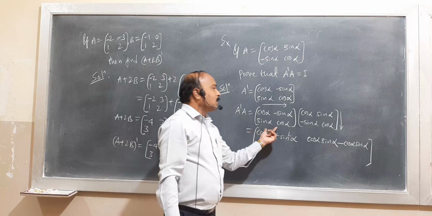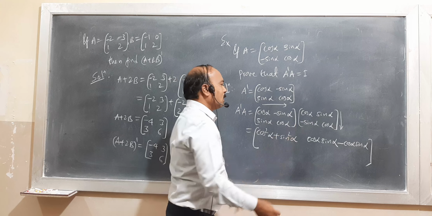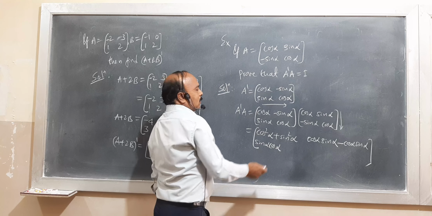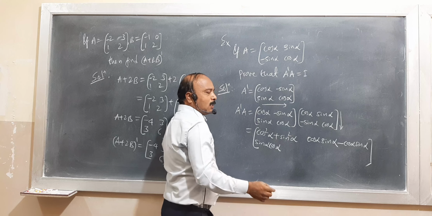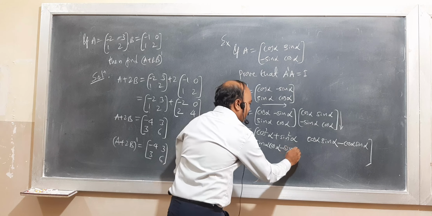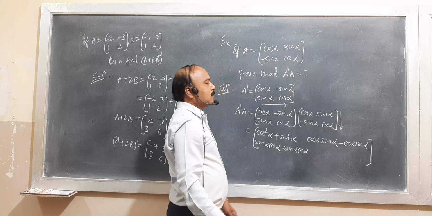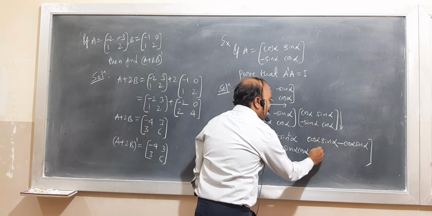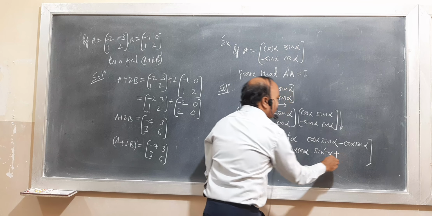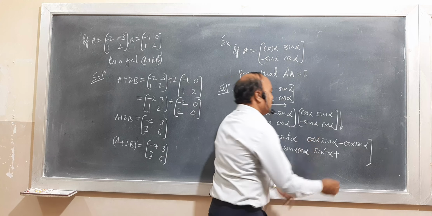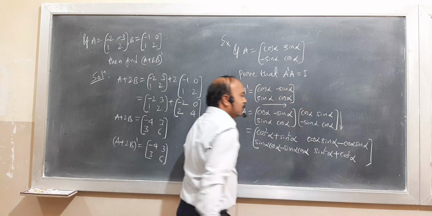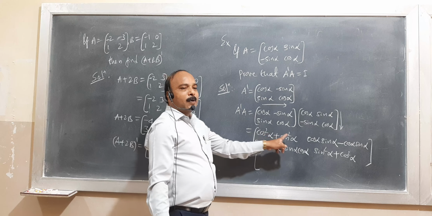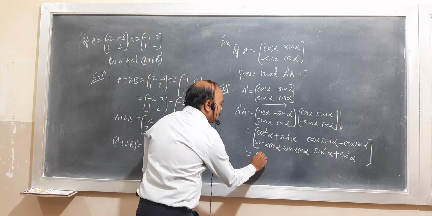Next, second row with first column, sin alpha into cos alpha, that is sin alpha cos alpha, plus cos alpha into minus sin alpha is minus sin alpha into cos alpha. Next we go for second row with second column, sin alpha into sin alpha is sin square alpha plus cos alpha into cos alpha is cos square alpha. Now as we know that cos square alpha plus sin square alpha equal to 1, it is equal to 1.